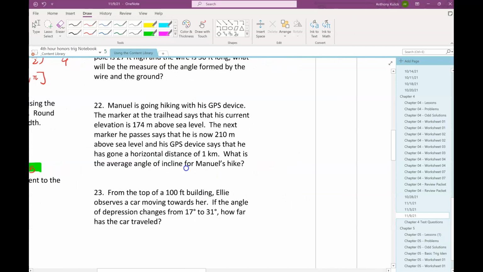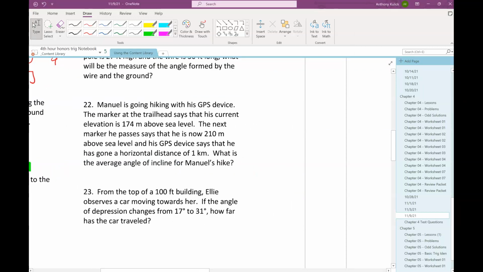Okay. So this is a story problem. It says Manuel's going hiking. He gets to the trailhead. It says current elevation is 174 meters. And then at the next marker he passes, he's now 210 meters above sea level. And it says that during that leg of his journey, his horizontal distance traveled was 1 kilometer. I'm going to write that as 1,000 meters just so everything is in the same unit.